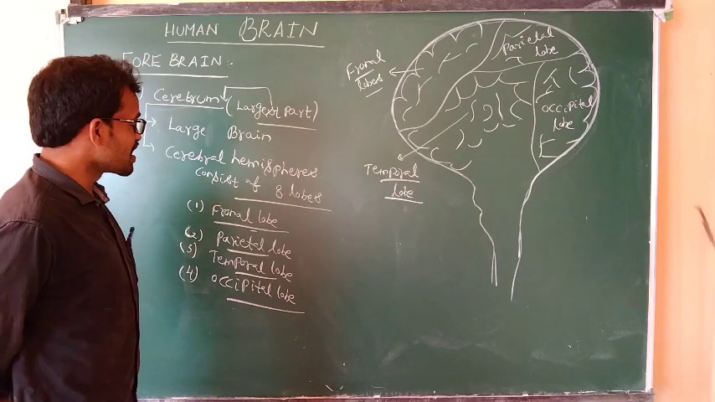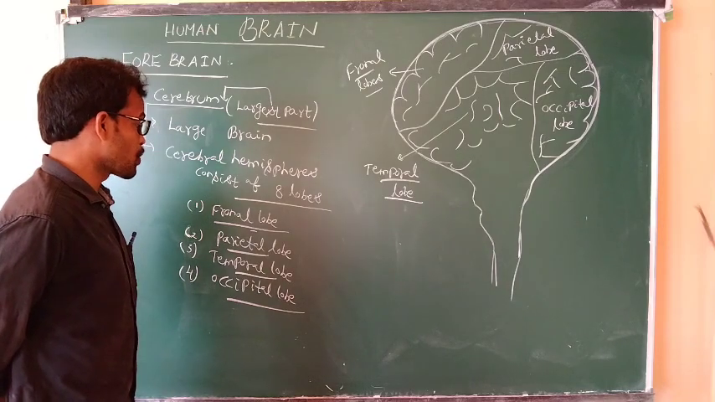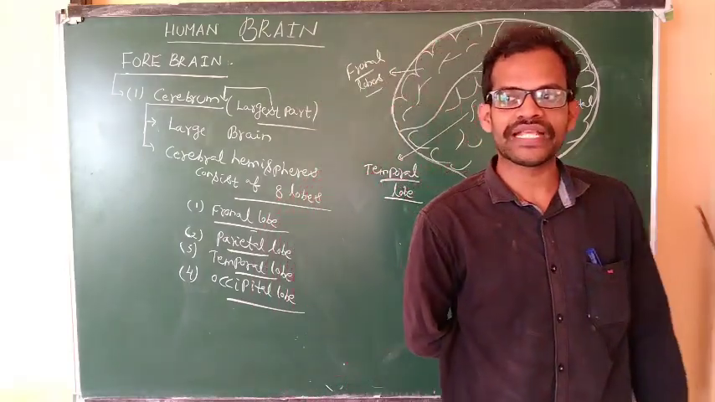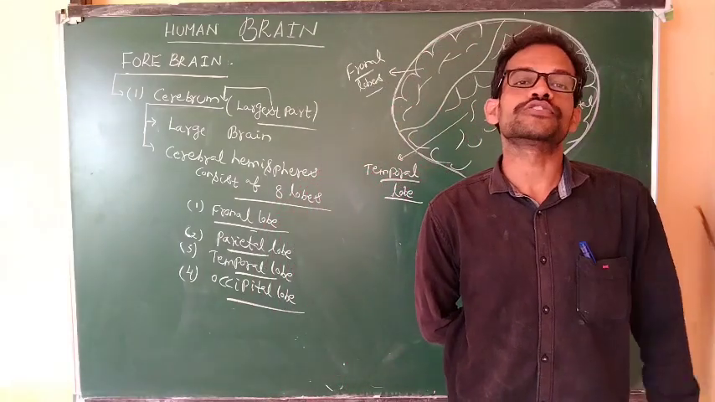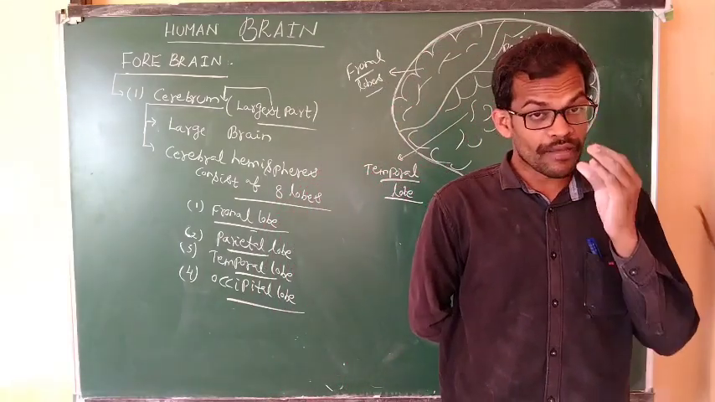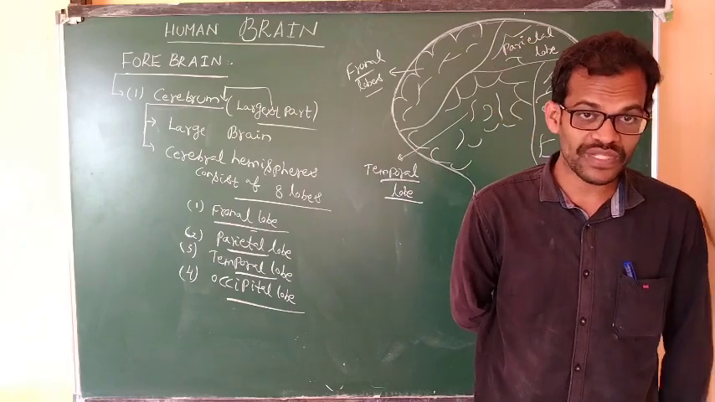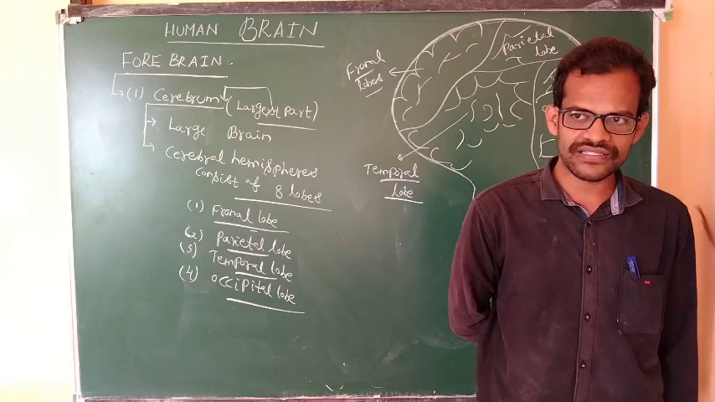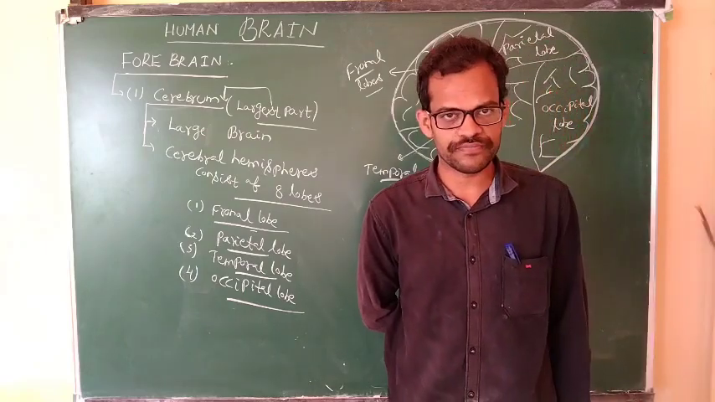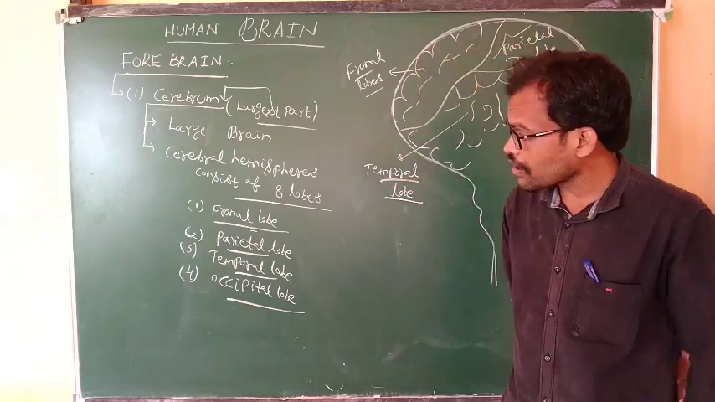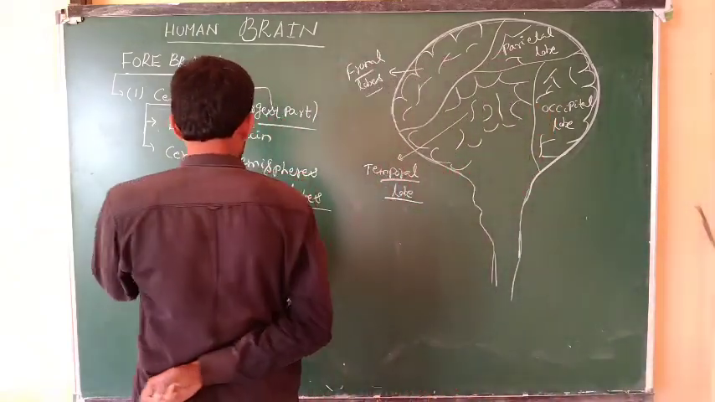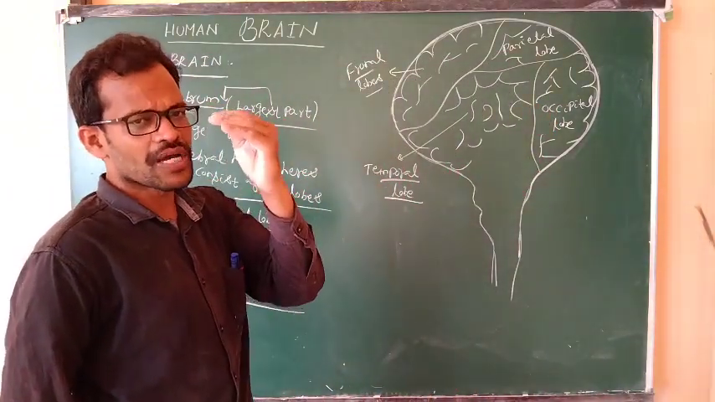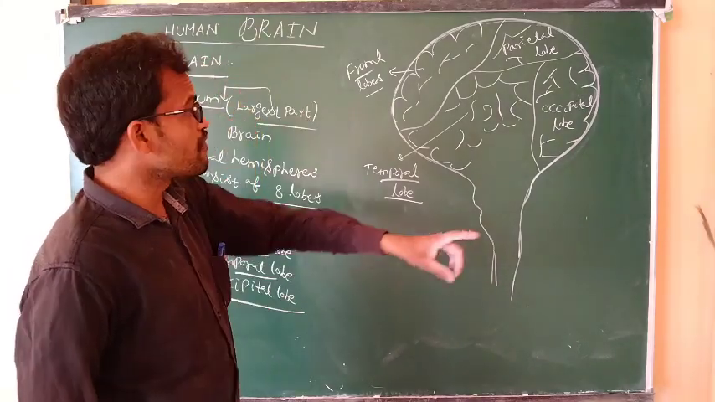What is the function of the frontal lobe, parietal lobe, temporal lobe, and occipital lobe? If the frontal lobe is well developed, creativeness increases, memory power increases, thinking increases, morals increase, and judgment also increases. The frontal bone contains neurons.